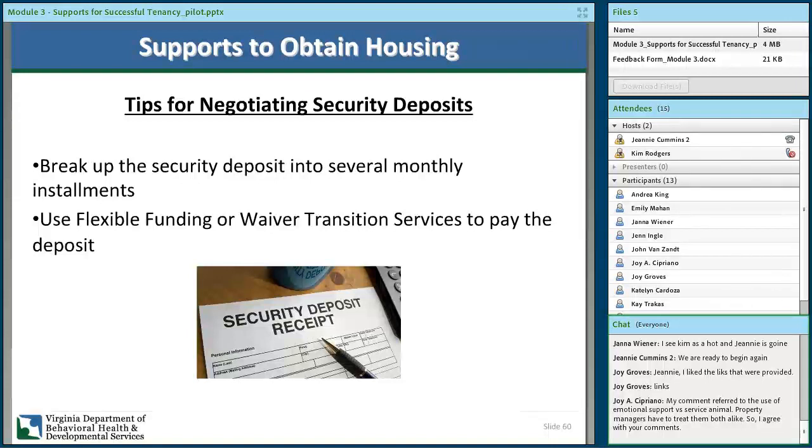First, can the individual break up security deposits into several monthly installments? If installments are not feasible, can flexible funding or waiver transition services pay the security deposit? Note that if these sources cannot pay immediately, it may be necessary for the funding source to provide the landlord written confirmation that the individual has been approved for funding, or to issue the landlord a written promise to pay.